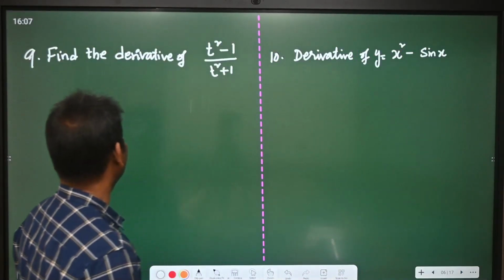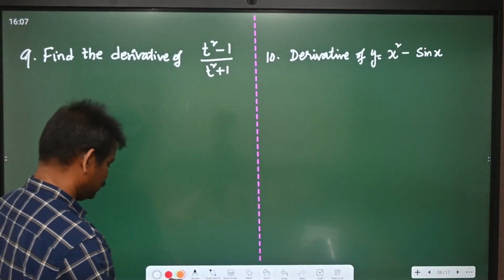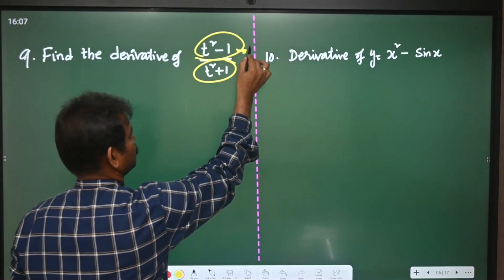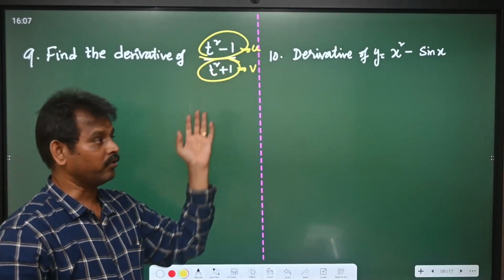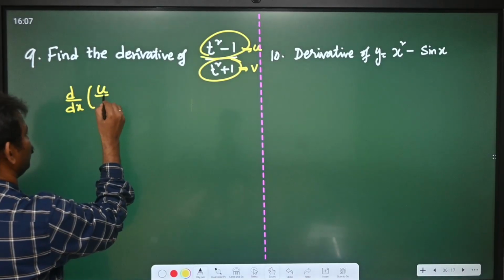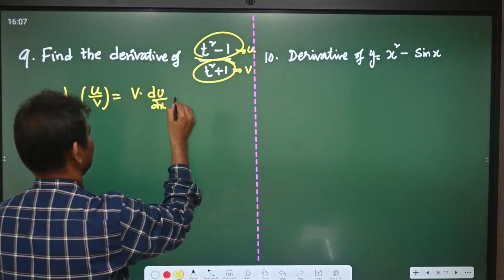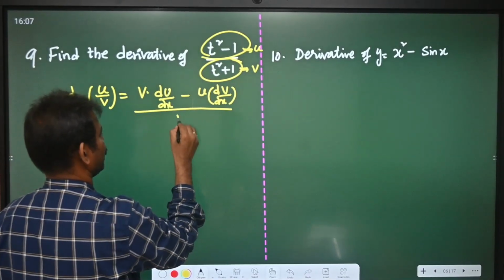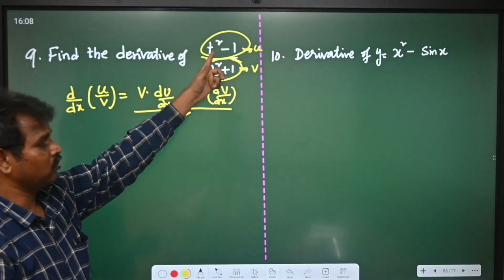Now the next problem, find the derivative of t square minus 1 by t square plus 1. If you observe this, students, clearly, this is one term, this is another term. Let us say you take this term as u, this term as v. So this is a division rule or quotient rule. In this, d by dx of u by v can be written as v into du by dx minus u into dv by dx, all by v square. This is the formula that we are going to use to solve this problem.